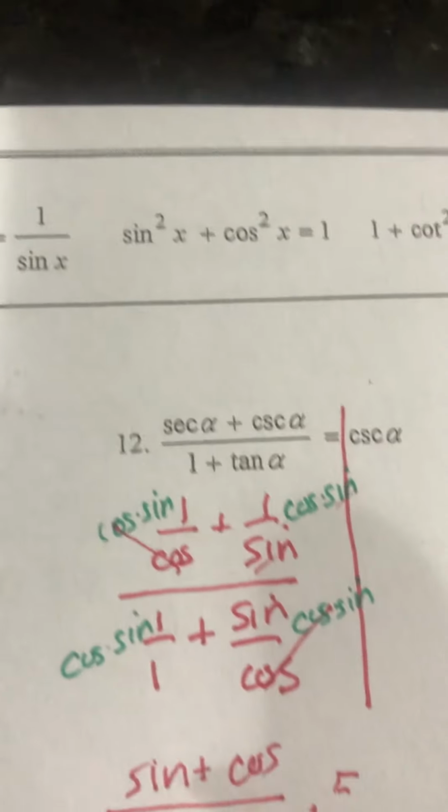Cos squared, now this is going to remind me of the one we did on the front. And I just know this because we just did it. I'm going to replace cos squared with 1 minus sine squared. And again, I can do this because of this.